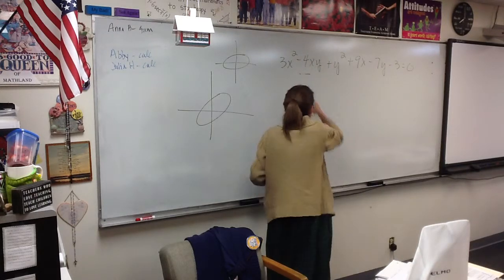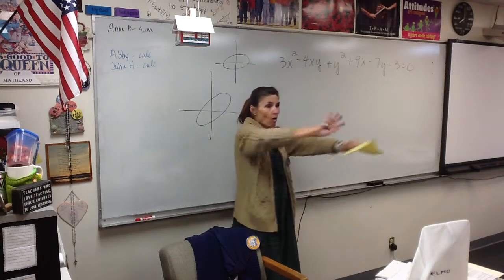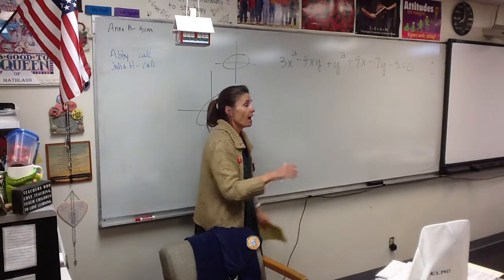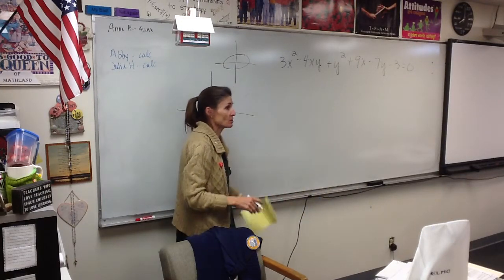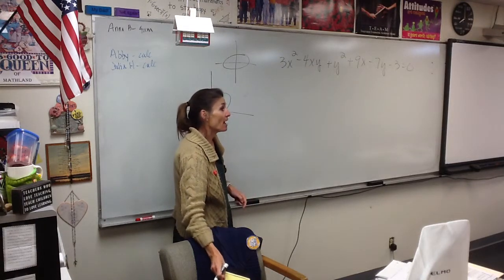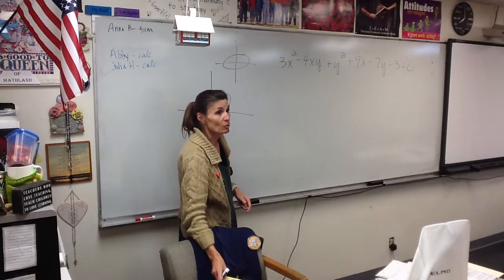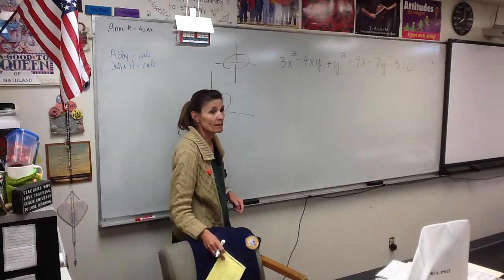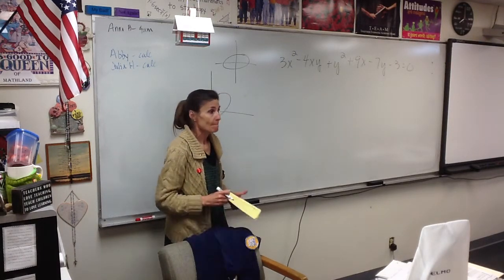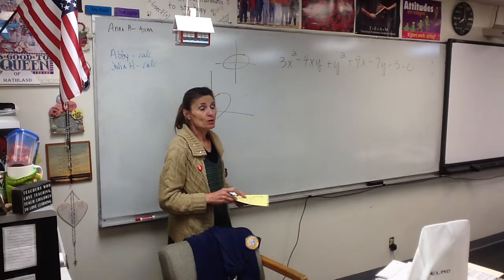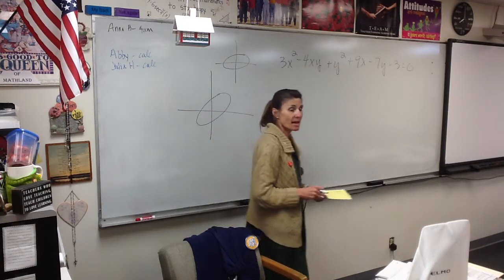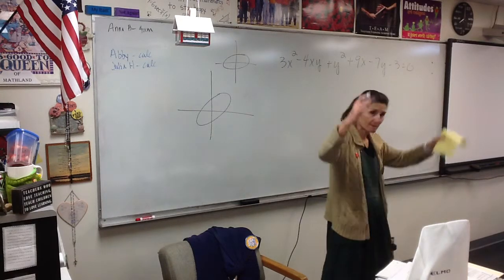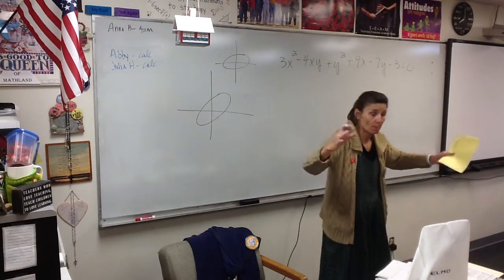As soon as I throw in this xy term, all that changes. All those rules that you know are gone. I have no idea what this curve is until I evaluate its discriminant. You've heard that word before. What's the discriminant? Negative b over 2a. No. That's how you find the axis of symmetry of a parabola, but you're close. You're at least in the right chapter. You're in the right ballpark.